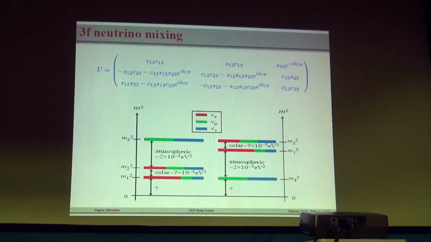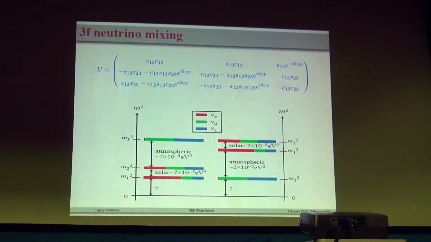So we know how the ordering is organized between these two, but we still do not know the ordering between these two and the third state. So whether the hierarchy of squared masses is normal or inverted.